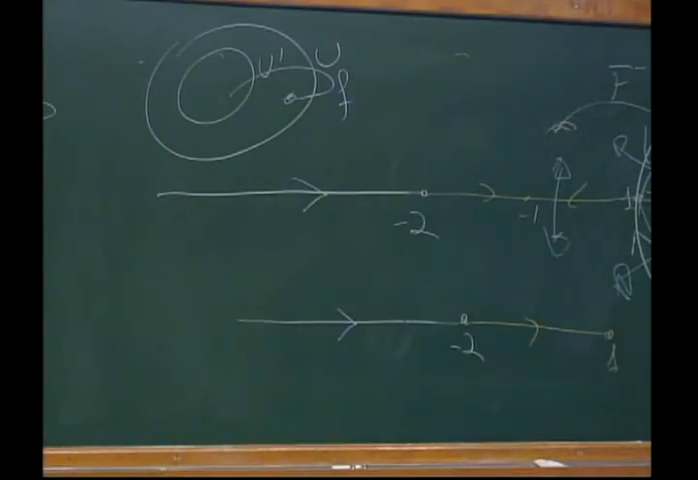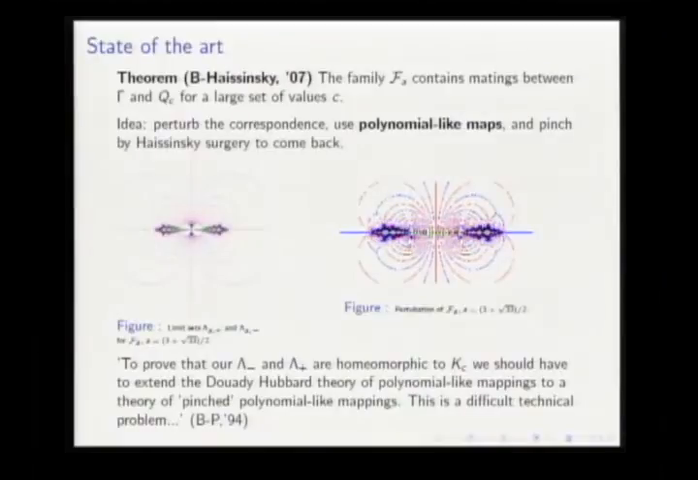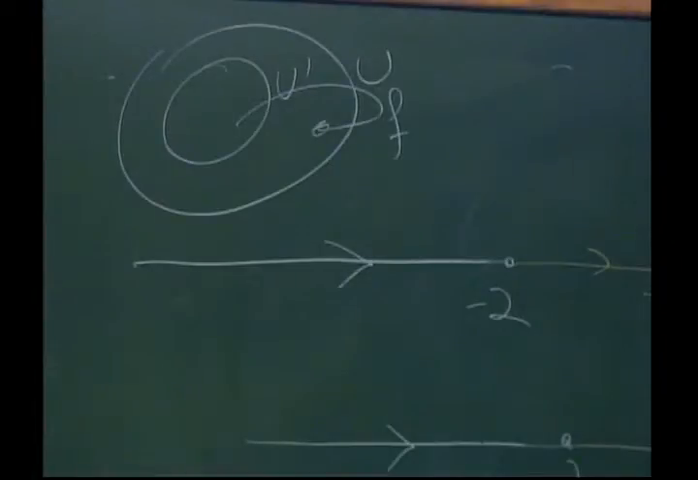So you take your correspondence, you perturb it for killing, separating the parabolic fixed point in two other points. You get this picture. You apply polynomial-like mappings, so you get a quadratic polynomial. And then you come back here, how? By a technique Peter has that is pinching to parabolic. The problem is that this technique doesn't work with all the parameters. There are some parameters where it doesn't work.